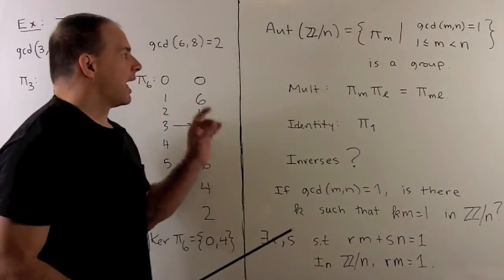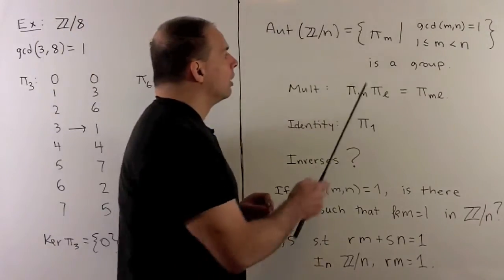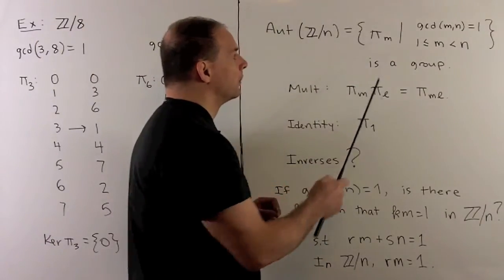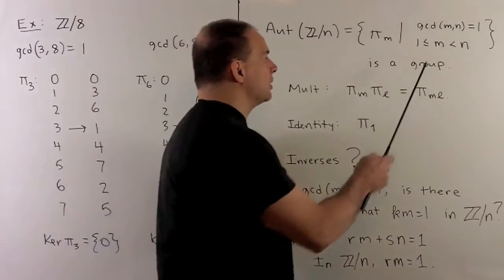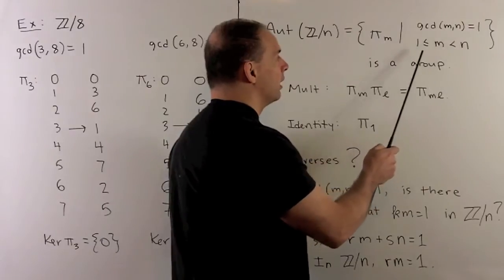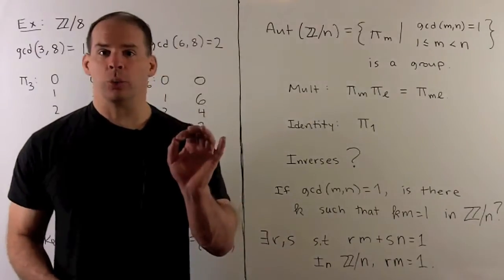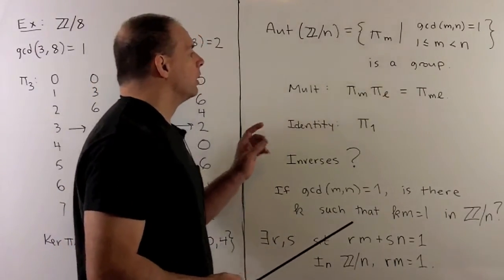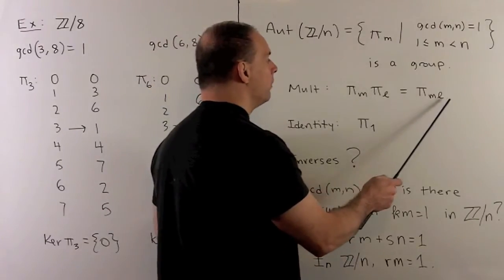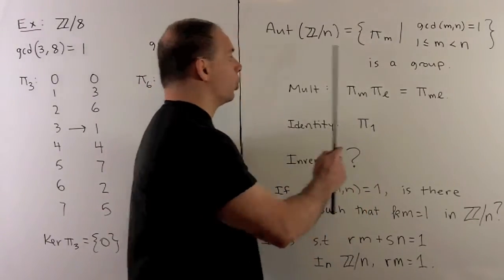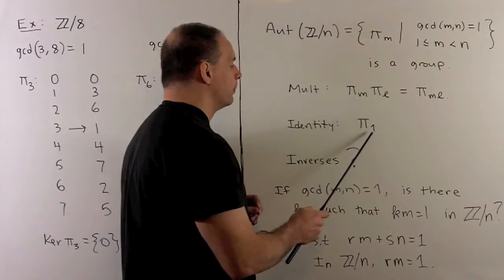Now, that gives a description of Aut Zn. So Aut Zn is given by all homomorphisms pi sub m, where the greatest common divisor of m and n is equal to 1. And then m is just being chosen between 1 and n, including the 1 but not including the n. Now, that's a group. So note the way we multiply elements, pi m times pi l is pi ml. Okay, because of this, our group is abelian. The identity element is going to be pi 1.